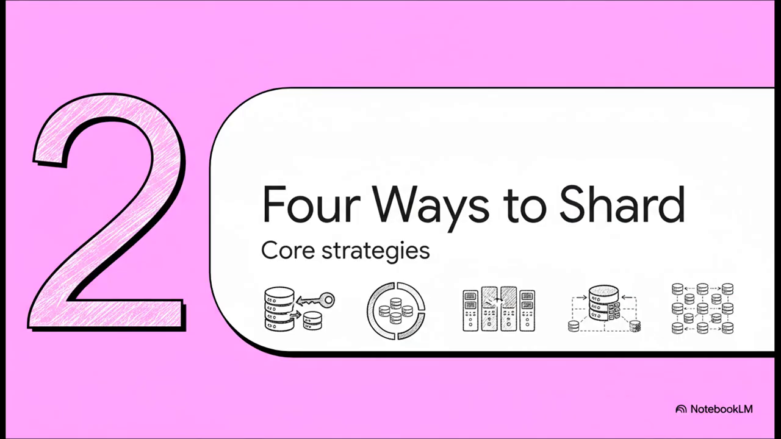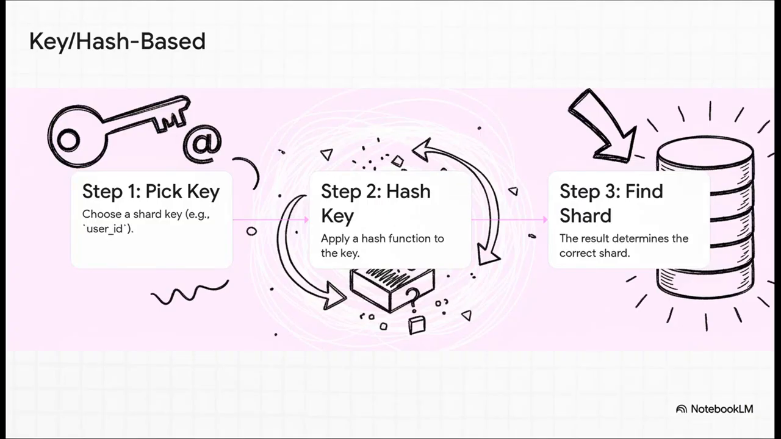Okay, so we get what sharding is, but how do you actually do it? Turns out there's not just one way. There are several core strategies. So let's explore the 4 most common ways to shard your data. First up, we've got key-based or hash-based sharding. This is a really common approach. It's pretty straightforward. You just pick a column in your data to be your shard key.